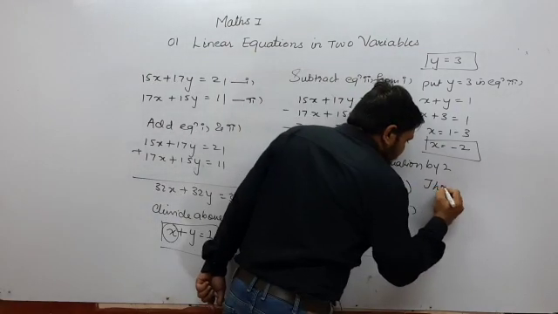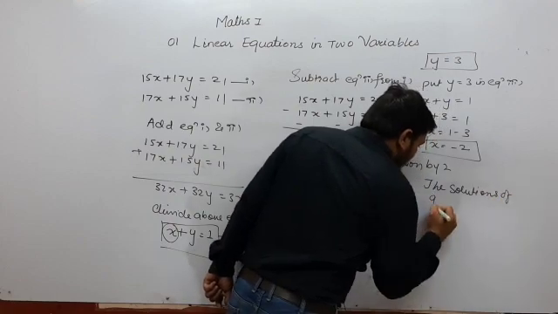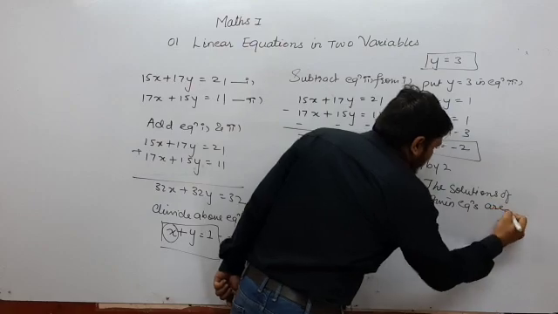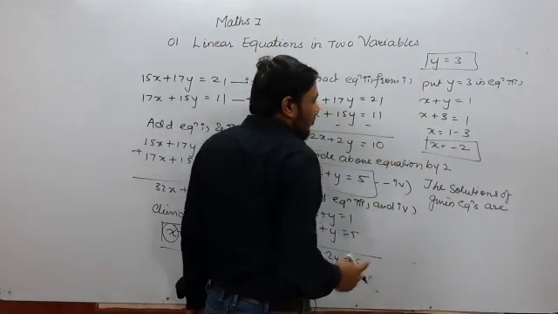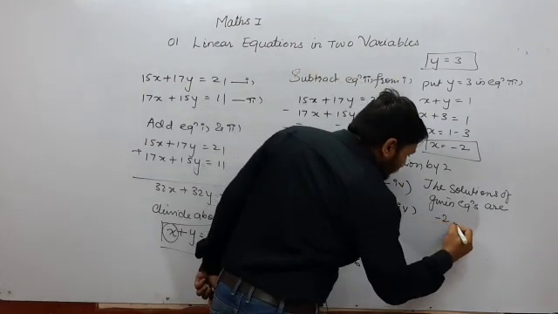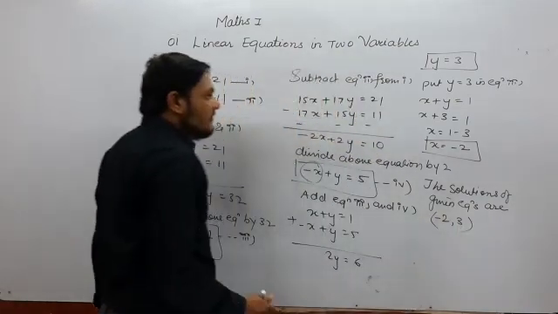So the solution of the given equations, I will write as an ordered pair here. Here x equal to minus 2, y equal to 3. In an ordered pair, I will write x first and then y. So the value of x is minus 2. That is why the solution is minus 2 comma 3. First I will write the value of x and then I will write the value of y.